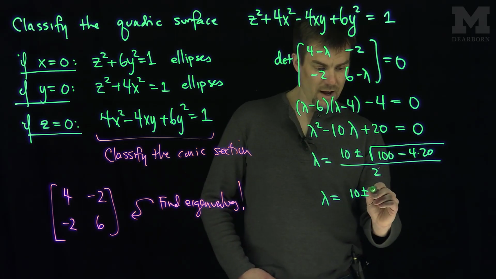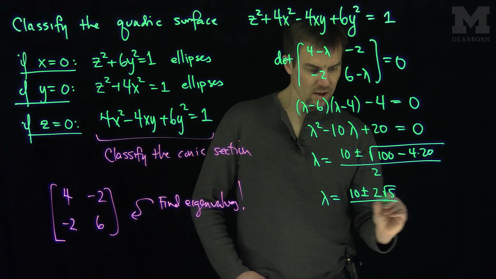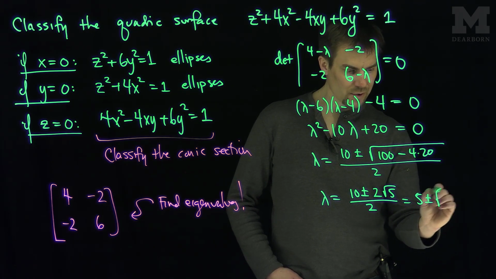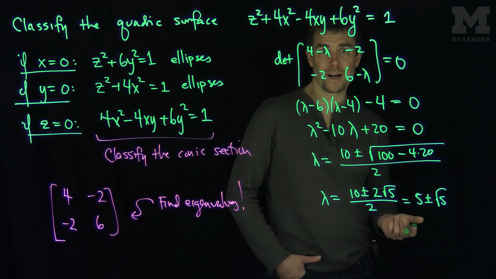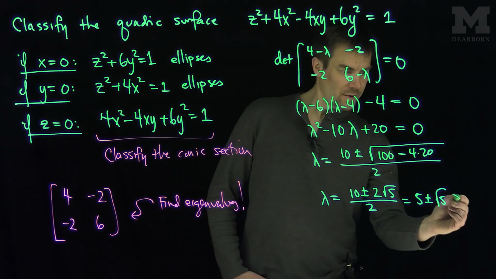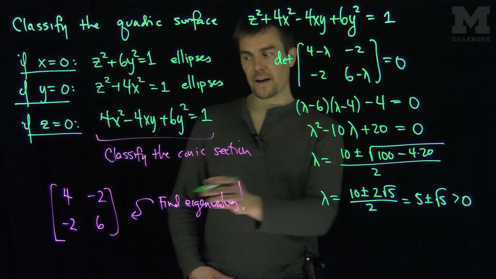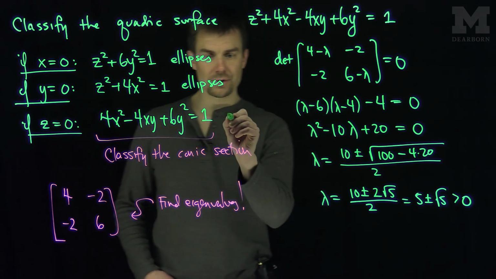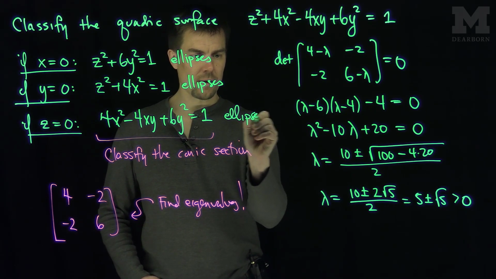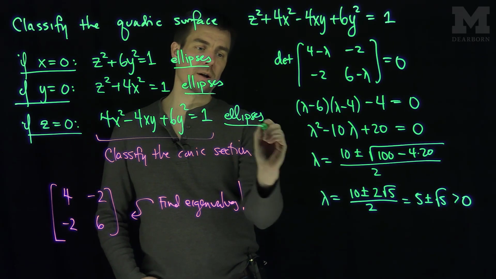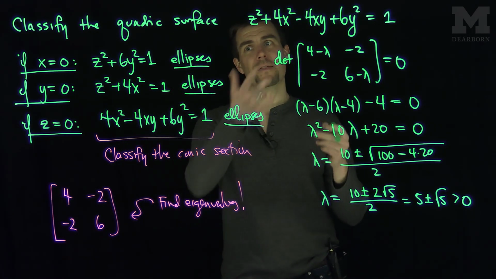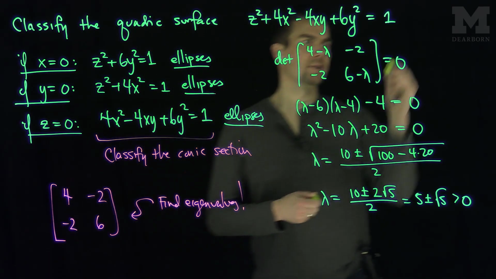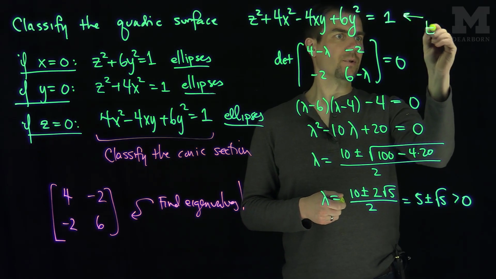20 is the same as 2 root 5, so I have 2 square root 5, all divided by 2. So the eigenvalues are 5 plus or minus the square root of 5. Both 5 plus root 5 and 5 minus root 5 are positive. When you have two positive eigenvalues for the corresponding quadratic form, that tells you that these cross sections are ellipses. So I have cross sections which are all ellipses. That allows us to conclude that this quadric surface is an ellipsoid.